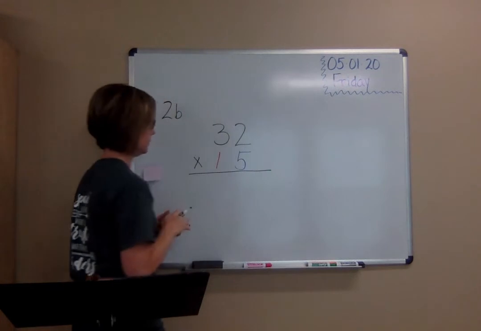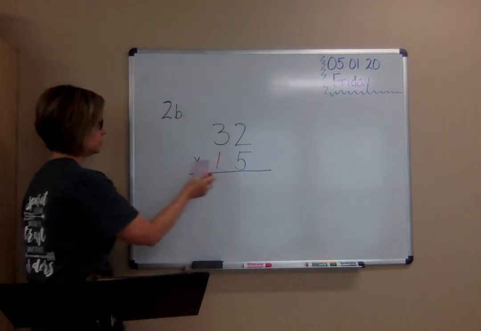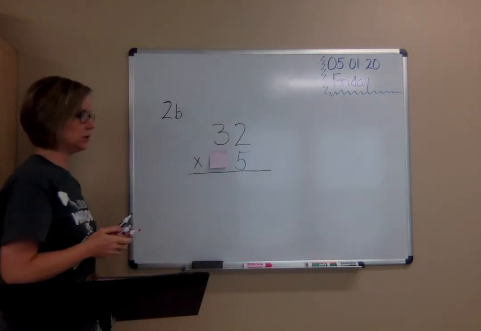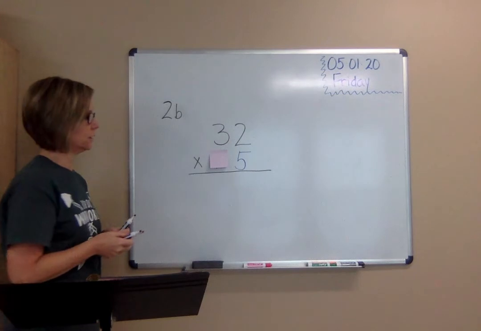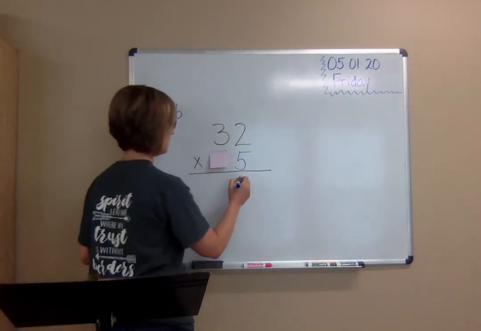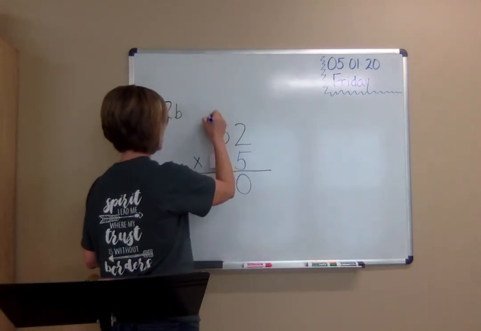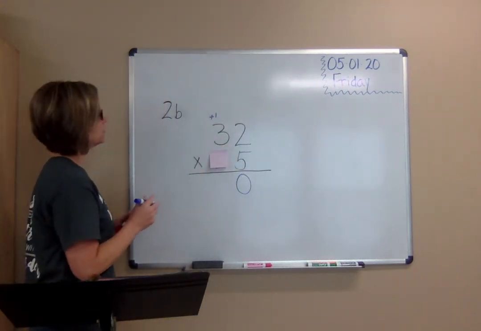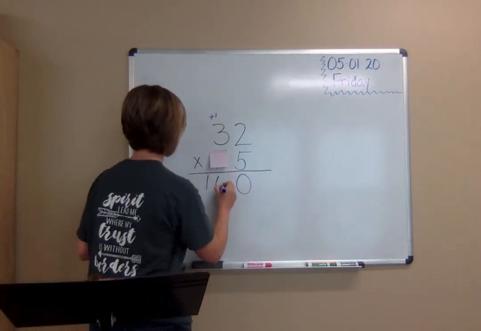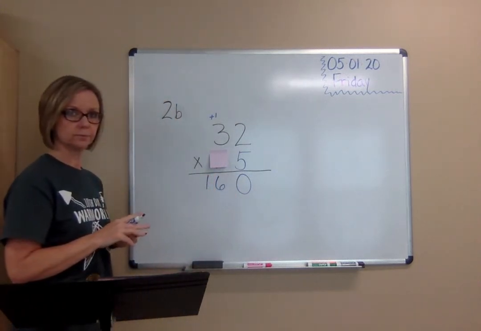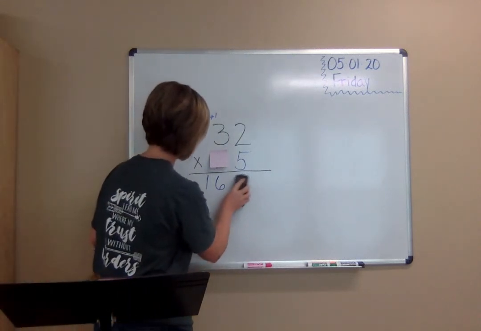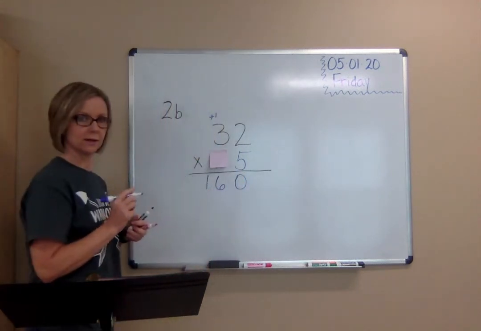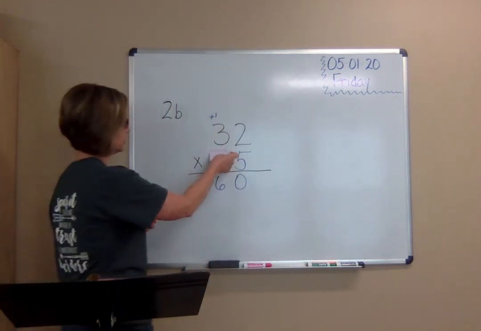32 times 15. First thing I'm going to do is multiply 32 times 5 here. 5 times 2 equals 10, so my 0, my plus 1. 5 times 3 equals 15, plus 1 makes 16. You got it. Oh, that's a big 0. I didn't realize how big I wrote my 0 there. 160. Yeah, that looks a little better. All right, so now let's slip over to the tens place.